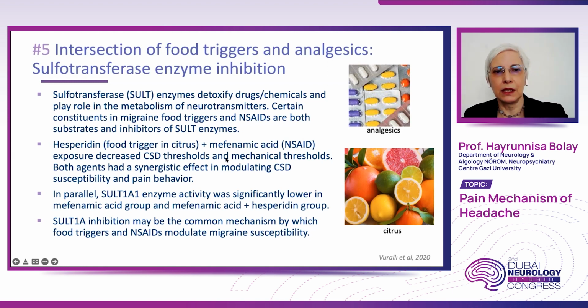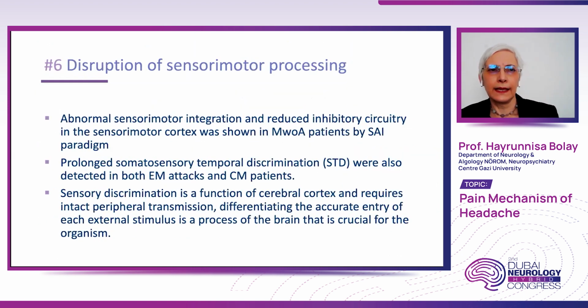And using this model, we were able to show that they both decrease the CSD thresholds and mechanical thresholds, yielding pain behavior. And at the same time, SULT1 enzyme activity was significantly lower. So now we have another player in both the periphery and the brain tissues. SULT1 inhibition could be a common mechanism by which food triggers and analgesic abuse induce chronic daily headache.